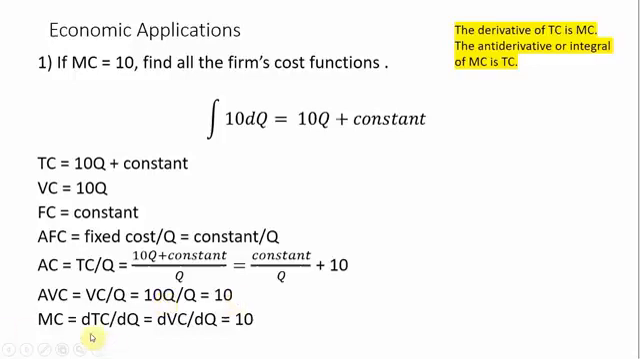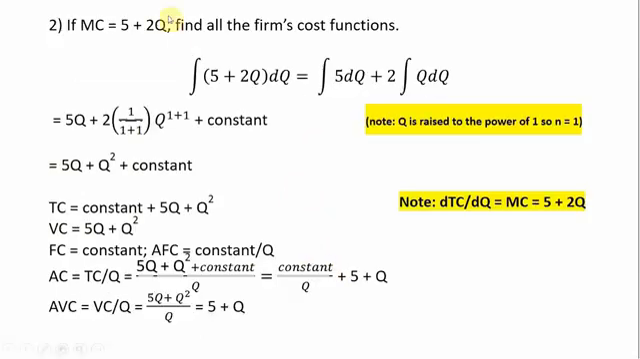And again, we can double check our math here. If we take the derivative of total cost, we will get marginal cost. That's just 10, and that's what we started the problem with. All right, let's do a slightly more complicated marginal cost function. Here we're going to let marginal cost equal 5 plus 2q. And as before, we'll find all the firm's cost functions.